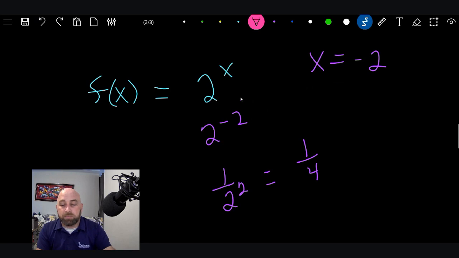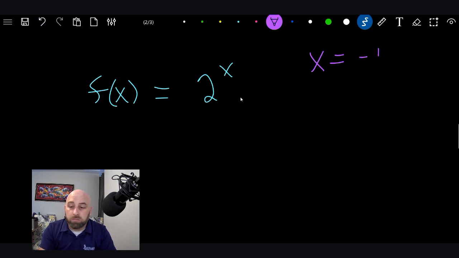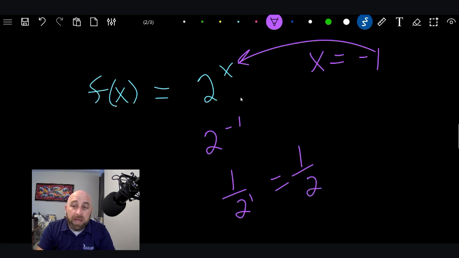Let's try it again. Let's pick a new value for x. Let's say now x equals negative 1. Again, we're going to substitute that in. So 2 to the negative 1. Again, we flip it because we need to make that negative a positive. And so we flip that over and we get 1 over 2 to the 1. What is 2 to the 1? It's just 2, so that equals 1/2.